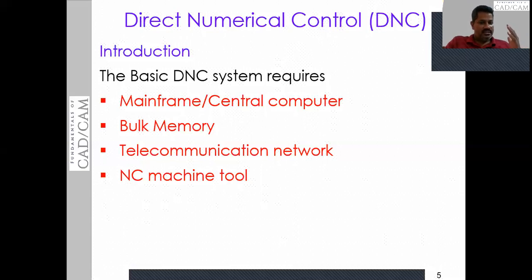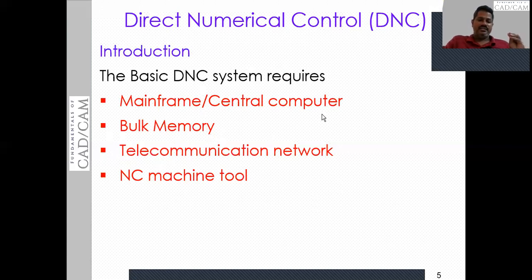And that central computer or a mainframe computer must be able to store more number of programs. To store more number of programs, it must have a bulk memory. So the hard disk memory must be very high to store more number of programs. That is what I would like to say.